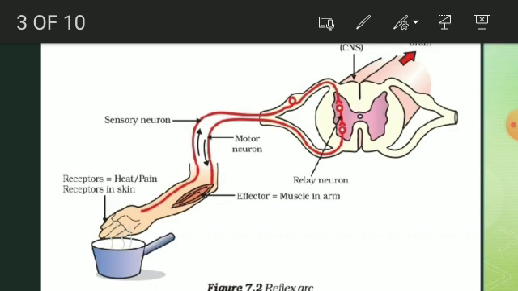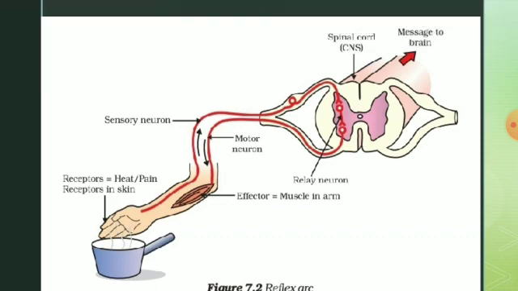You can see that there is a relay neuron. The relay neuron is a connector neuron that connects the sensory neuron and the motor neuron. Here the analysis also takes place soon. This is reflex action, which happens without the knowledge of the brain.